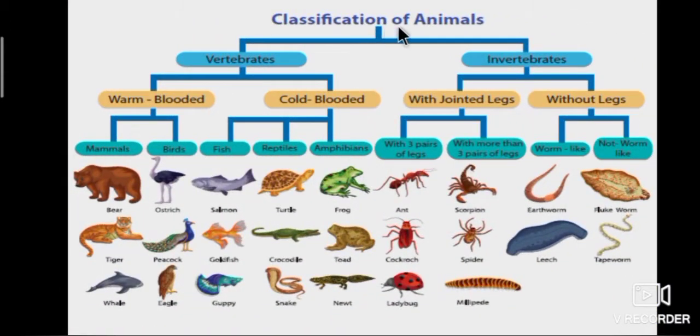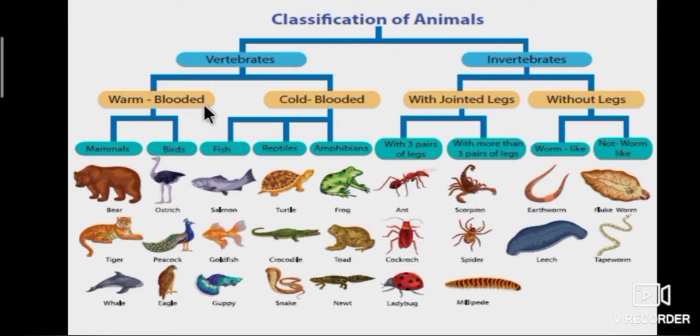Let's see the classification of animals. Based on the backbone, animals are classified into two groups, vertebrates and invertebrates. Animals with a backbone are further classified into subgroups based on body temperature, either warm-blooded or cold-blooded. Animals without a backbone are classified into subgroups based on their movements, that is, with jointed legs and without legs.